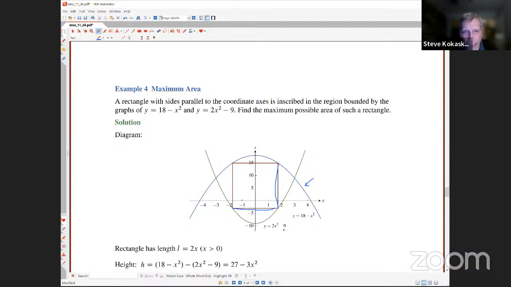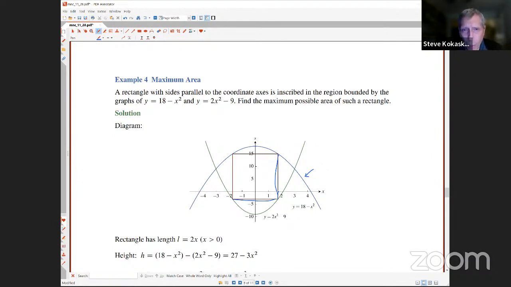Okay, so let's see. What's the length of that? Well, I left out one annotation in this graph, but this point right here, between the 1 and 2 on my graph, that's going to be my arbitrary point that I'll call x. So the length of my rectangle is this distance x plus this distance x, so it's really 2x.